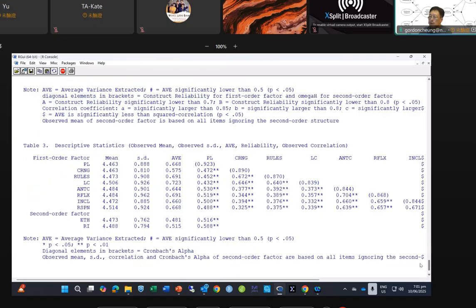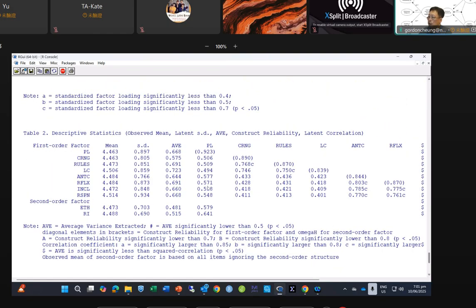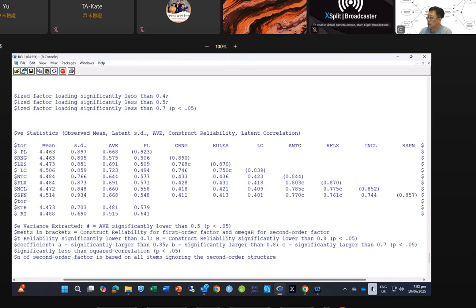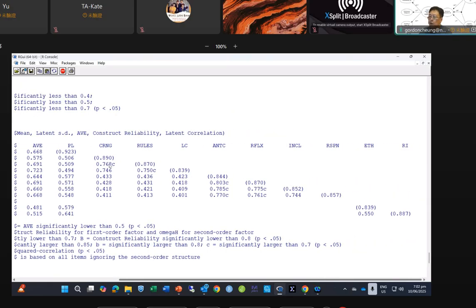Second thing is to look at table 2, the correlation and the reliability. Here you can see that all the reliability coefficients have no subscript next to them. So all the reliabilities are good, all higher than 0.8. And for the second order factors, ETH and RI, these are omega H.